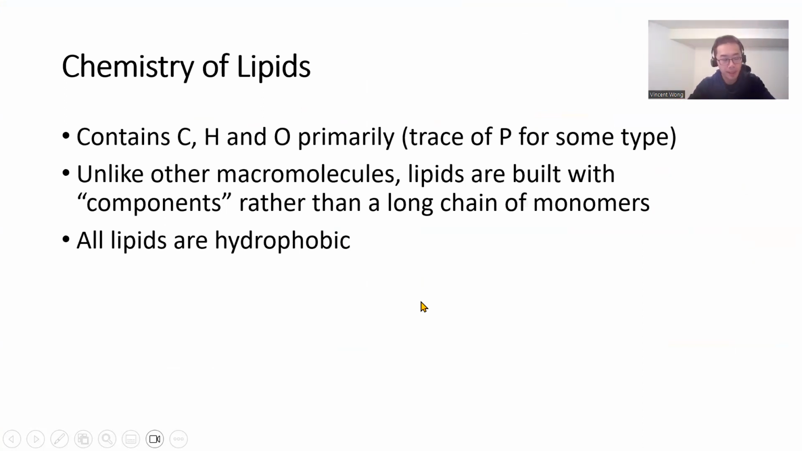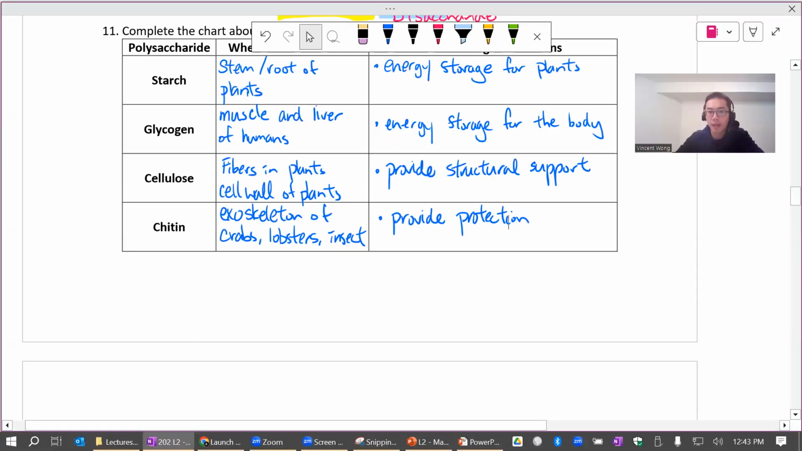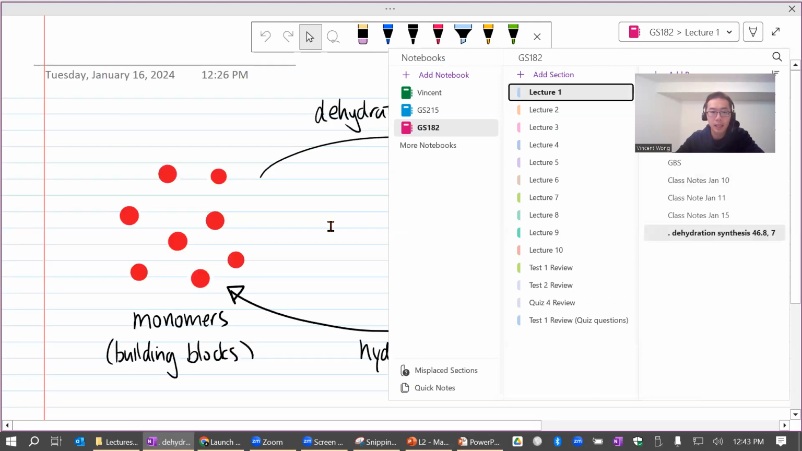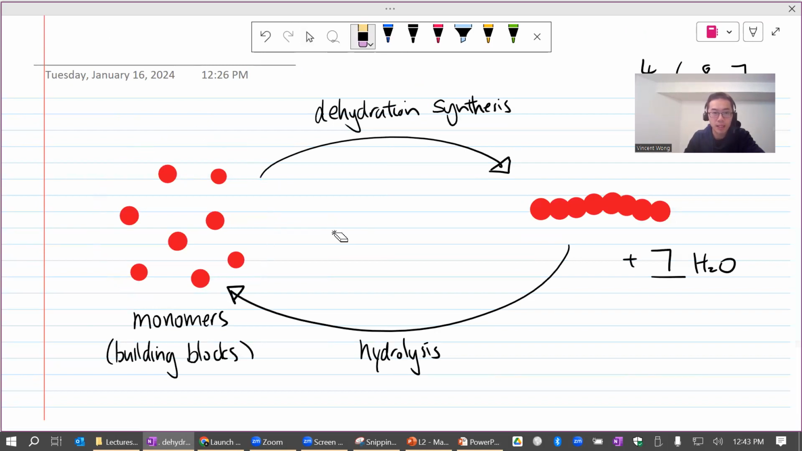Lipids contain carbon, hydrogen, oxygen, just like the carbohydrates, right? But they also have a trace of phosphorus for some types. A little trace means a little bit of phosphorus for some of the lipids that we will see. Now, lipids are a little bit different compared to other macromolecules. We already learned last time that macromolecules primarily are a bunch of subunits that are connected together. But for lipids, it's a little bit different.